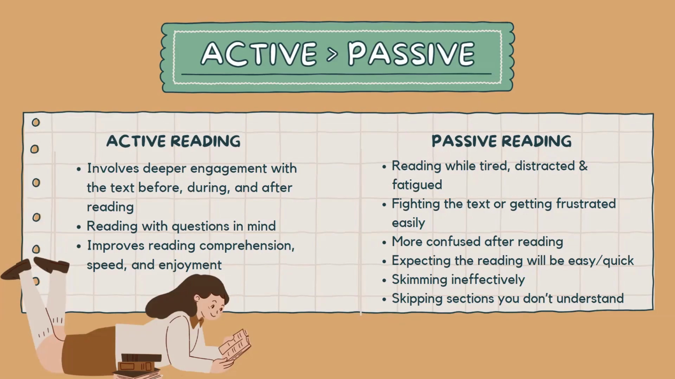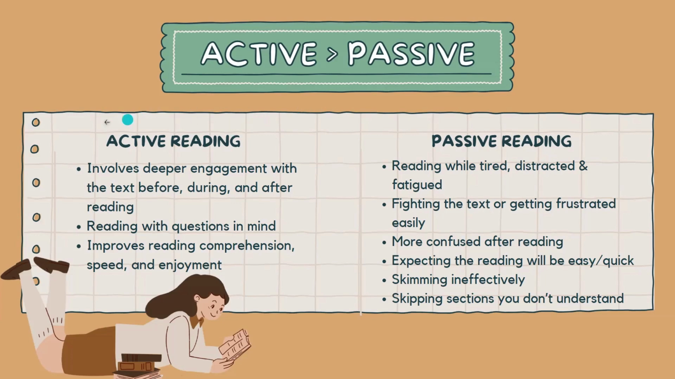If you're passively reading your textbooks, and it's a required reading and you need to be able to understand it, getting frustrated easily is not going to help. If you just read it over and over again, if you're skimming through it and by the end of the chapter you become more confused, that is also passive reading and it's really ineffective.